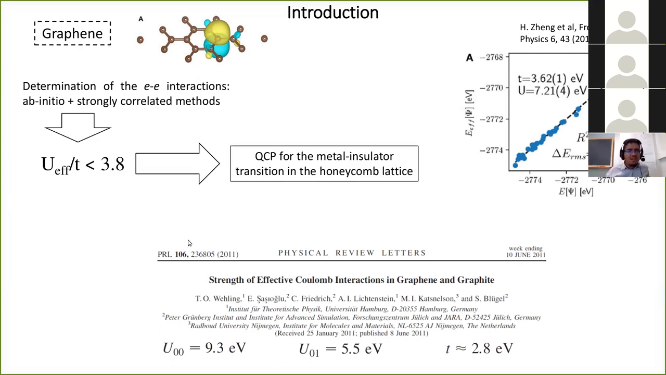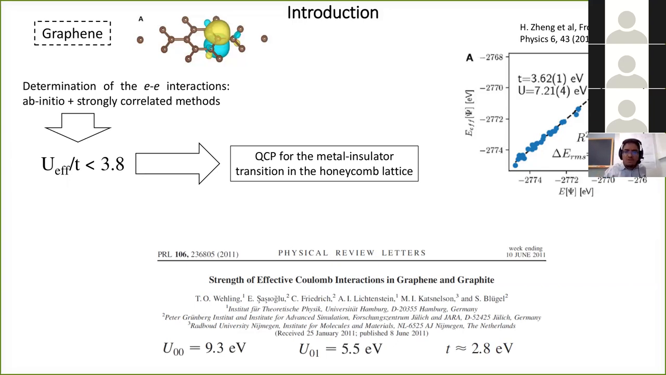But the point is that the effective U that they find, this U here, is below the critical point for the metal-insulator transition that people obtain for the honeycomb lattice. So this is the reason that we see it as a semi-metal system. But we know as well that in graphene, electron-phonon interaction is important. And for all of this kind of mapping, they disregard electron-phonon interaction.